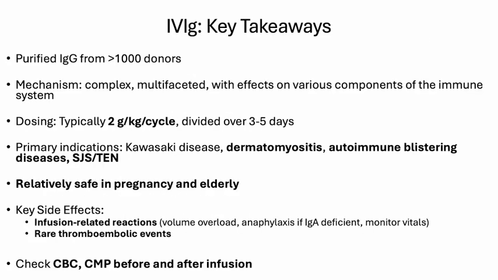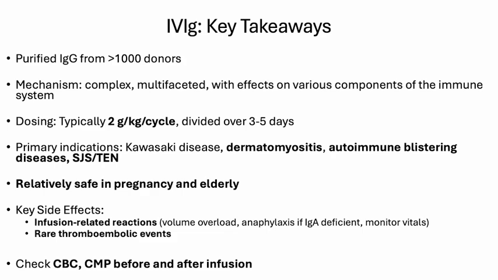Okay, so to wrap this section up, key takeaways for IVIg. It's composed of purified IgG from over 1,000 donors. Its mechanism of action is complex and multifaceted and has effects on various components of the immune system. It's dosed typically at 2 grams per kilogram per cycle, which is divided over 3 to 5 days. Primary indications for this in dermatology include Kawasaki disease, dermatomyositis, autoimmune blistering diseases, and SJS/TEN. It's relatively safe in pregnancy and elderly, but caution should be taken in these populations.